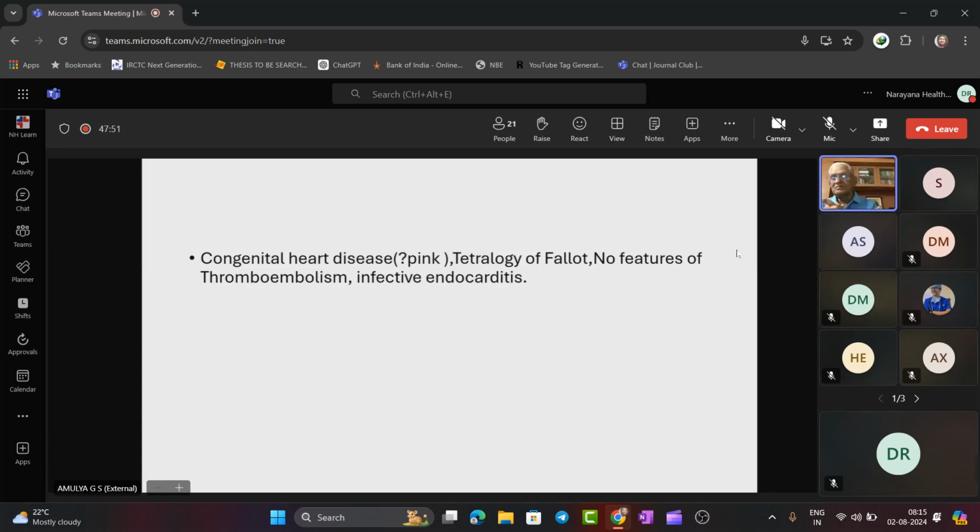Nakata is not 200. No, it is 300. Some people say even 330. 300 plus or minus 30 actually. The normal Magoon ratio is between 2 and 2.5.